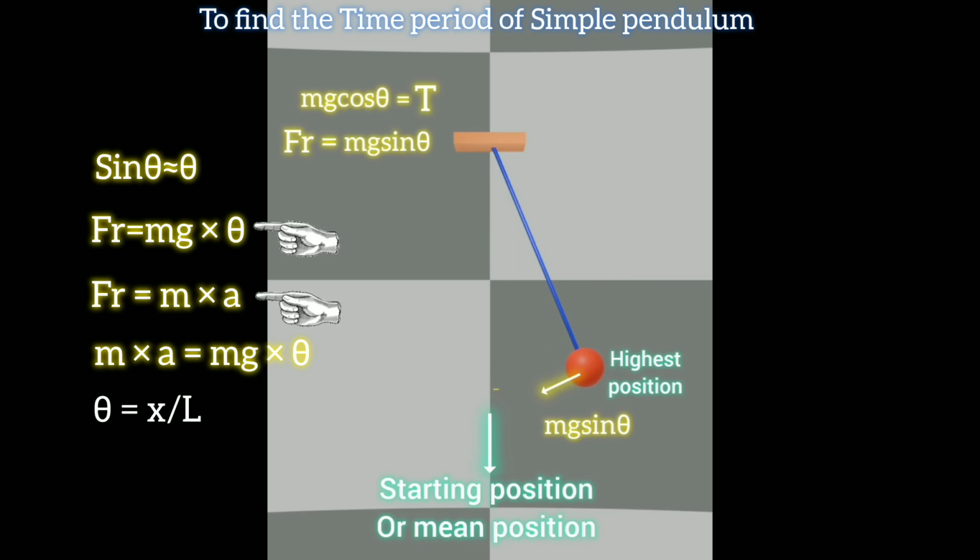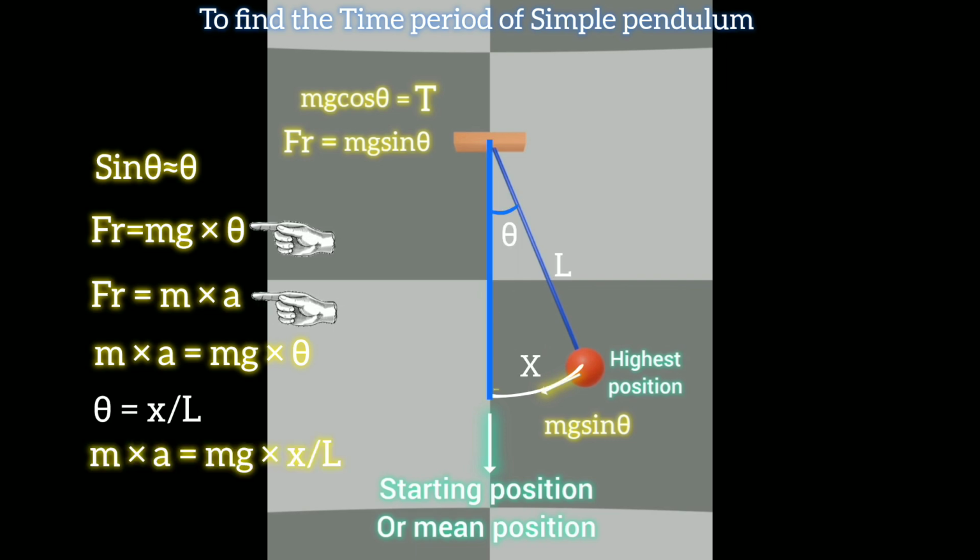Theta is related to the length of the pendulum, L. So, m times a equals mg times x/L. Acceleration a equals g times x/L.